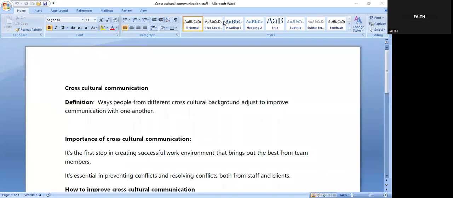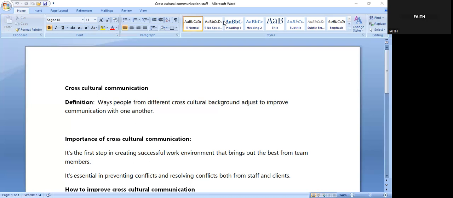So the definition of the subject matter is cross-cultural communication. These are actually ways people from different cultural backgrounds adjust to improve communication with one another. It's not just about us communicating to people from different cultural backgrounds. The essence of this course is to help us learn how to adjust in our communication with people.